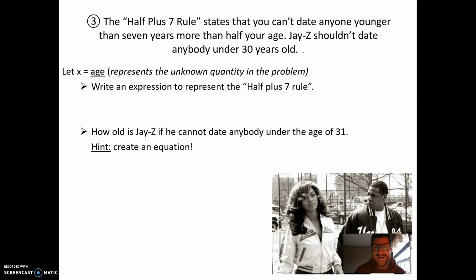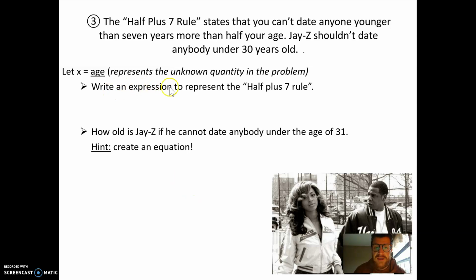I thought that this would make an interesting equation because that's exactly what it is. So we're going to look into Jay-Z and Beyonce here. Jay-Z shouldn't date anyone under 30 years old. So in this situation, x is going to represent age.